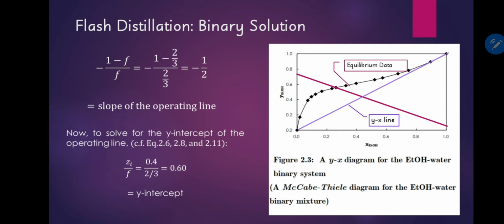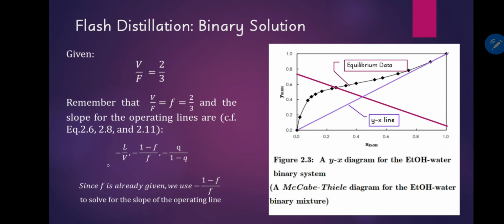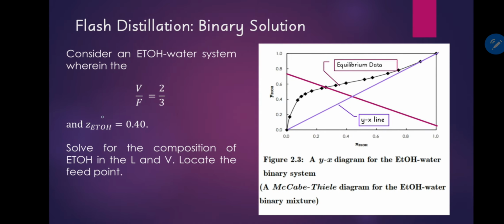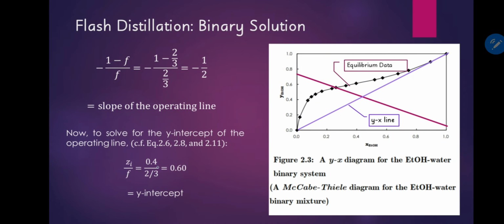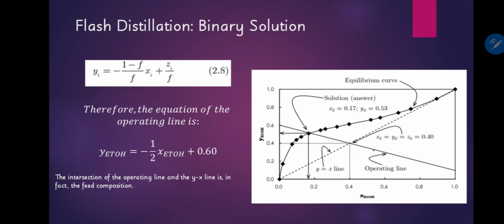Now to solve the y-intercept for the operating line, again, what do we need to find there? Of course, the one with f. That will give you equation 2.8. So the y-intercept of equation 2.8 is zi over f. For zi, what was given to us is the ethanol. Let's go back. Ethanol is 0.4 over f, which is 2 over 3. So 0.4 over 2 over 3 will give you 0.6, and that will be your y-intercept. That is equation 2.8 here.